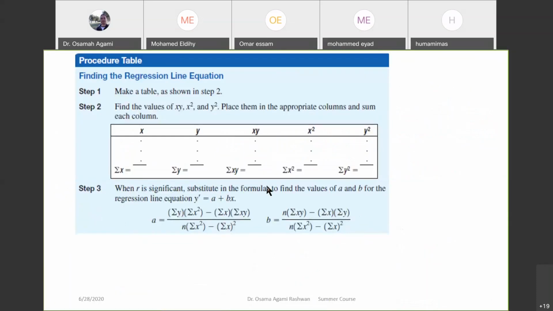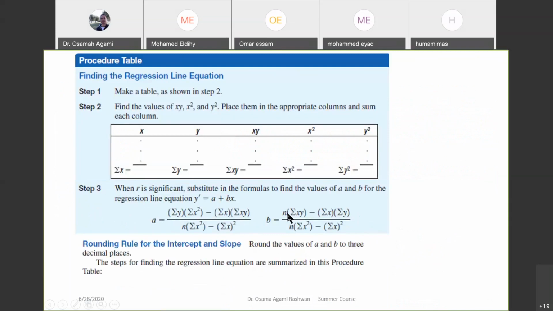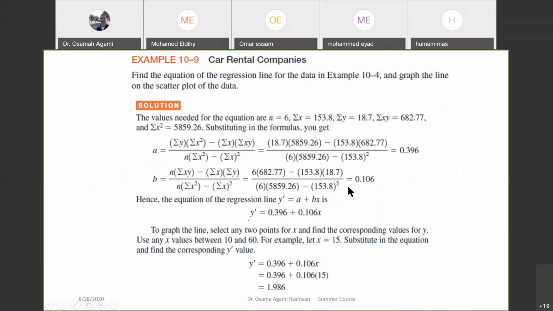Okay, how to find the coefficients A and B? This is the formula for A and B. Also, using the normal calculator, I will show you how to find A and B. Right? If you get B positive, the correlation coefficient will be positive, and we will see that now. But the slope doesn't give you an indication about the strength of the relation. It gives you only the direction of the relation, positive or negative. The strength is given by the correlation coefficient value.